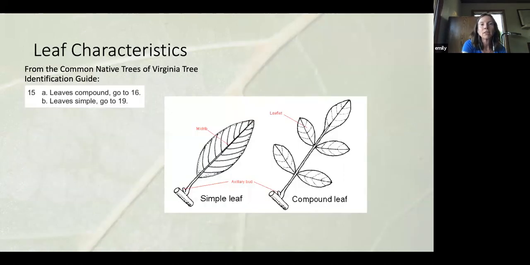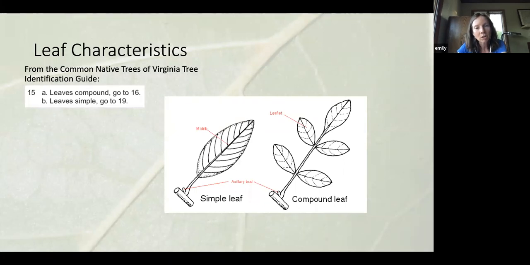So the next thing when we are doing our key from the Virginia guide is, are the leaves compound or simple? And we're going to take the compound trek first because that's number 16, and then we'll flip back and go to the simple leaf trek. And I want to point out we've got the diagram of the simple leaf versus the compound leaf, and you see the mark where it says that it has an axillary bud.